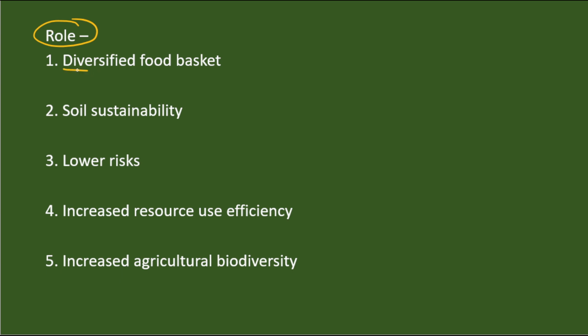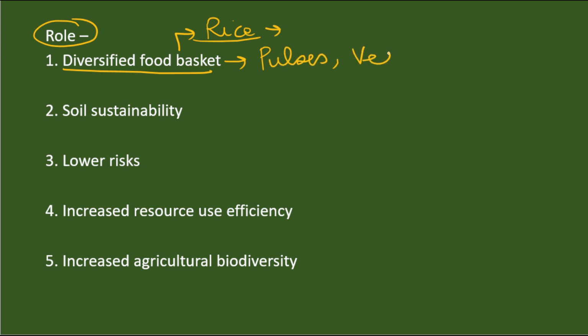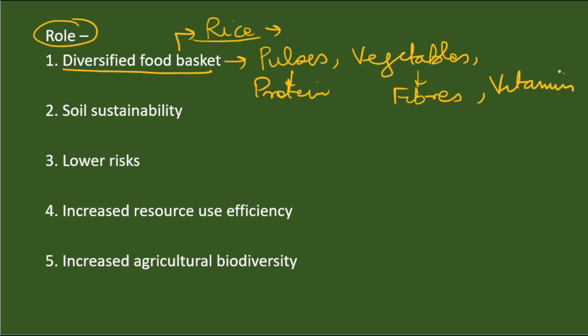The first one is diversified food basket. मान के चलो we are just growing rice. So what we are getting from rice is a similar kind of nutrients, but with rice we are now adding pulses. We are adding vegetables. We are adding other crops also. So from pulses we are getting protein. From vegetables we are getting fibers, some good vitamins. We are also adding millets in our cropping system.